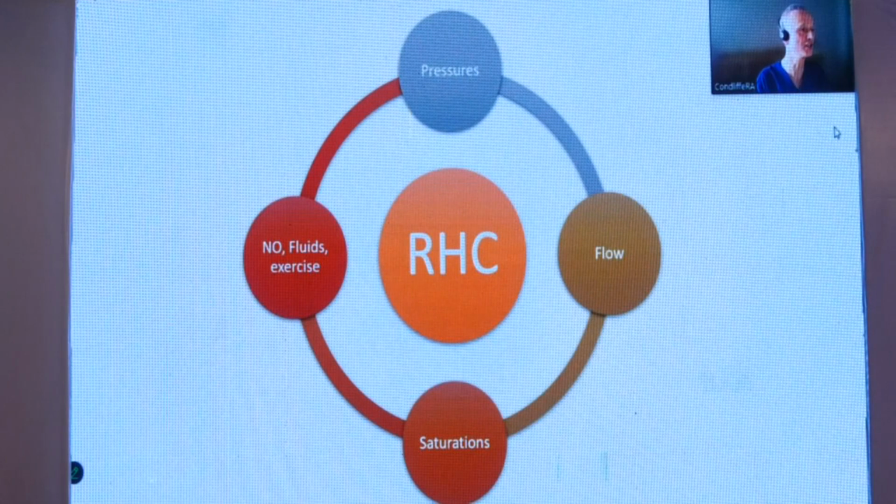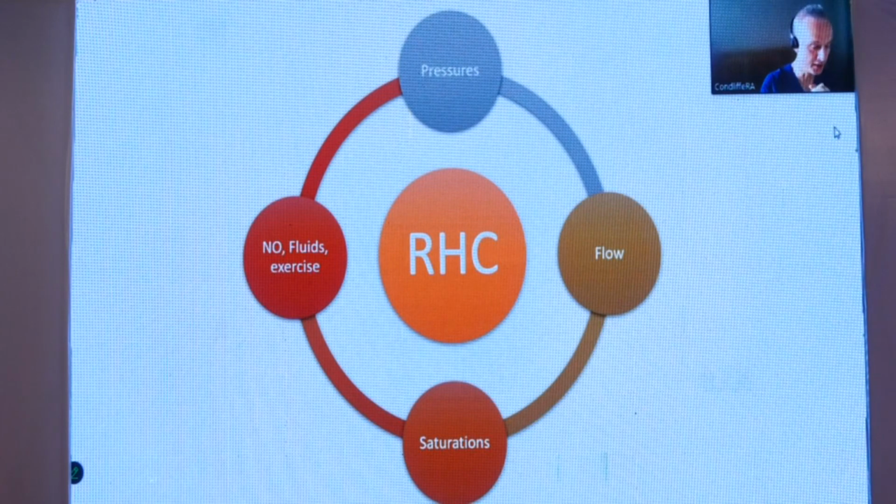Right heart catheterization, I appreciate this can be difficult depending on your healthcare system. We measure pressure, we measure cardiac output, flow, we measure saturation, and sometimes we do other things such as give nitric oxide, fluid, or exercise. It's clearly important for all patients to have a right heart catheterization to fully phenotype this patient.